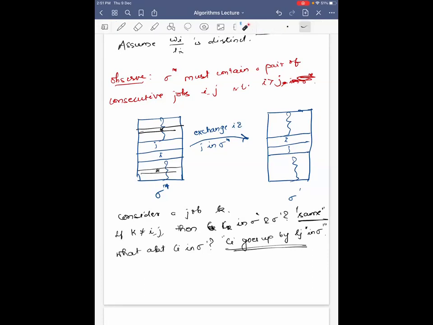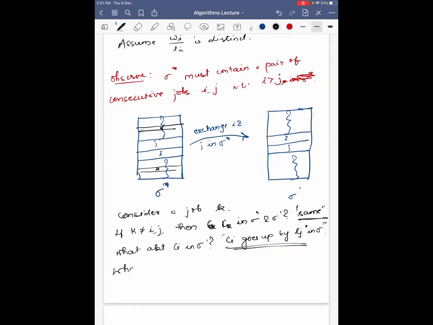See, what we have done is we have exchanged the order of I and J. So now I has to wait for J to complete its execution in sigma prime. In sigma star, I didn't really have to wait for J to complete its execution. But now, in sigma prime, we have exchanged the order of the jobs I and J. Now I must wait for J to complete its execution before it could start. So we are adding a factor of Lj to the completion time of the job I. Right? So Ci will go up by an amount Lj in sigma prime.